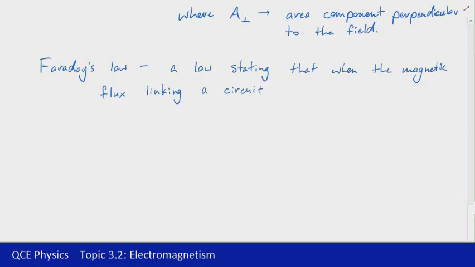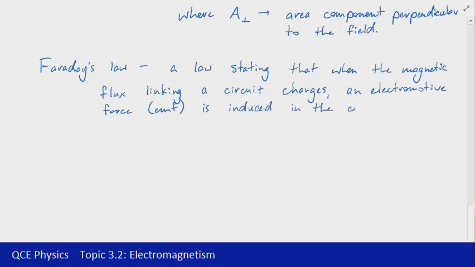So we're dealing with a situation now where a current will flow, and when there is a change in that magnetic flux, an electromotive force, otherwise known as a voltage, will be induced in the circuit. And the size of that EMF is proportional to the rate of change of flux linkage.